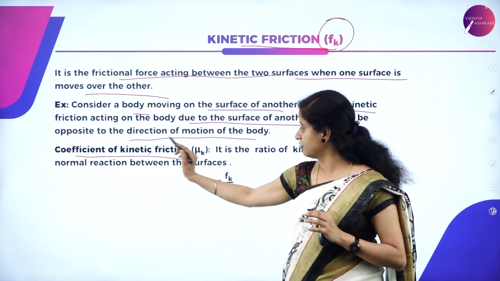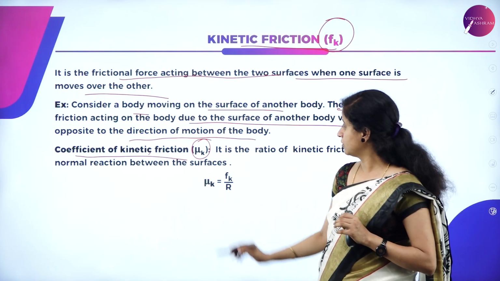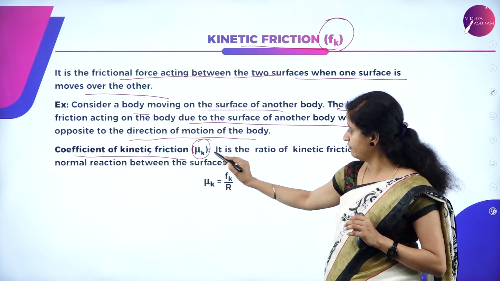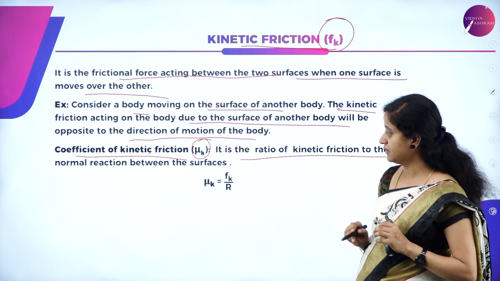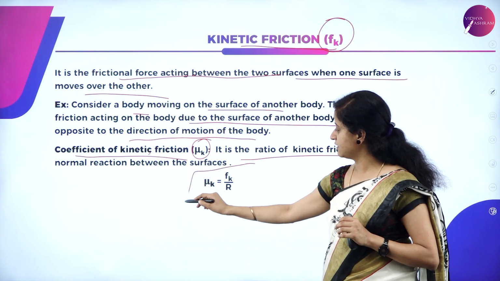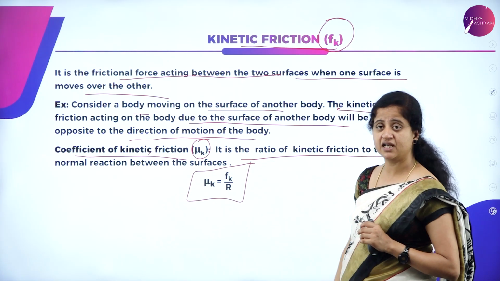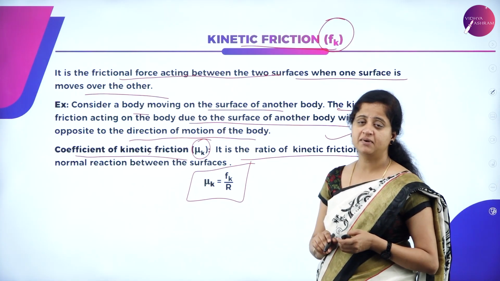What is the coefficient of kinetic friction? It is given by the letter mu k. So mu k means the coefficient of kinetic friction. It is the ratio of kinetic friction and normal reaction between the surfaces. It is given by mu k is equal to Fk divided by R, where Fk is the kinetic friction and R is the normal reaction.